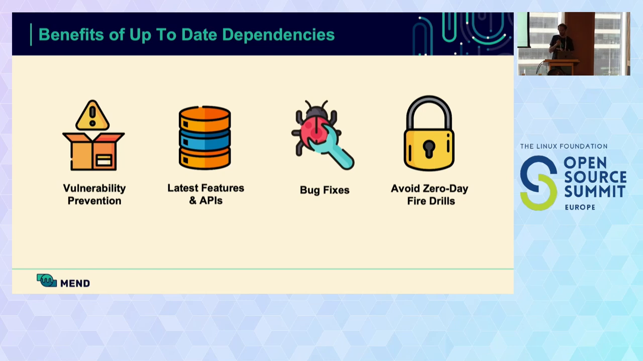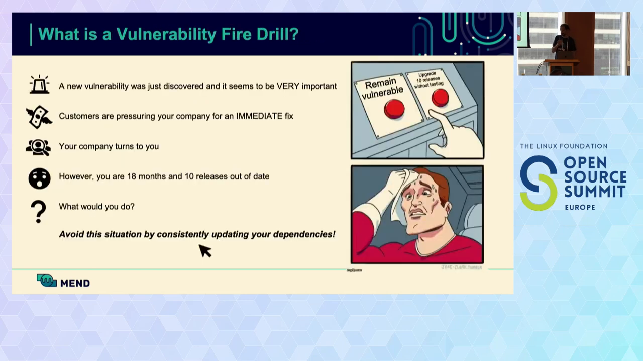And then the final point is avoiding zero-day fire drills. By this, we've borrowed a meme here. This is the challenge I was describing earlier, where you've got, say, an out-of-date project, you have a vulnerability alert saying you must update, and you've really got this choice between: do I remain vulnerable until I'm satisfied that this fix is okay, that it doesn't change anything for me, or do I succumb to the pressure of updating without adequate testing? That's a situation you find yourself in when you have a poorly maintained project, where you're far behind in dependencies.